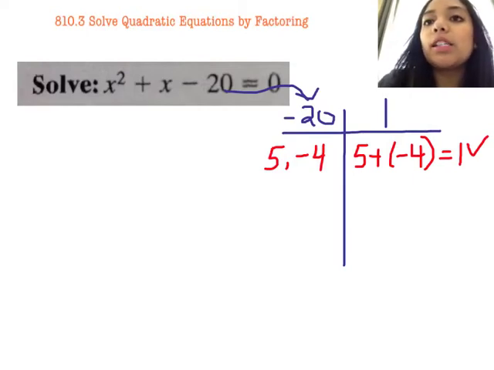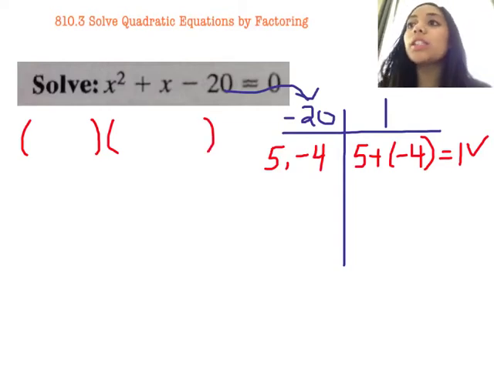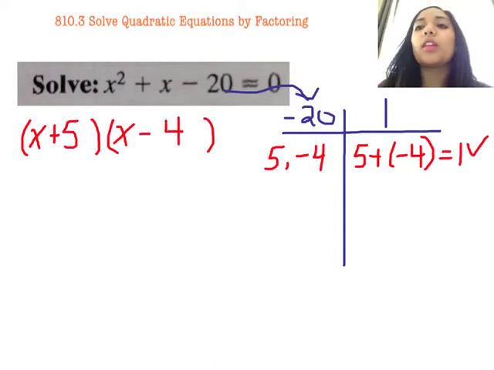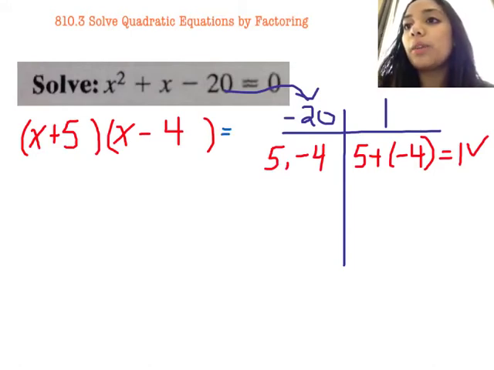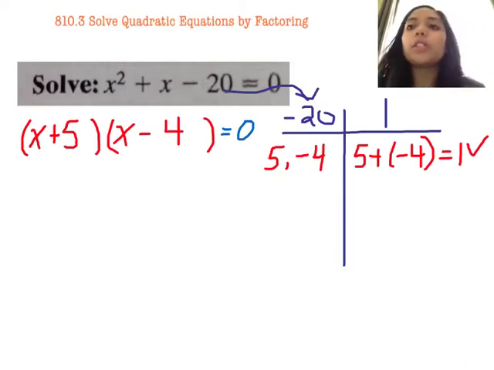So that means I have, and I'm going through this quickly because this is something we've already learned, I'm just trying to refresh your memory. So then I have x plus 5 over here, because it's a positive 5, and x minus 4 over here. Okay, here's the big thing that we don't usually see. We have equals 0. So x plus 5, x minus 4 equals 0.